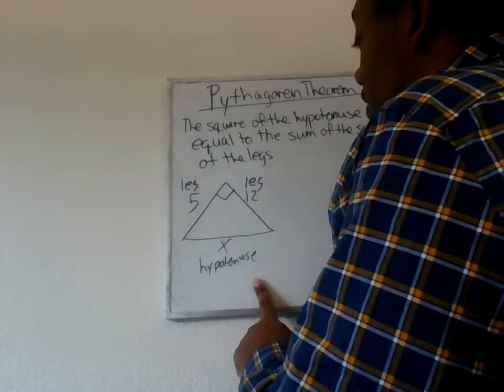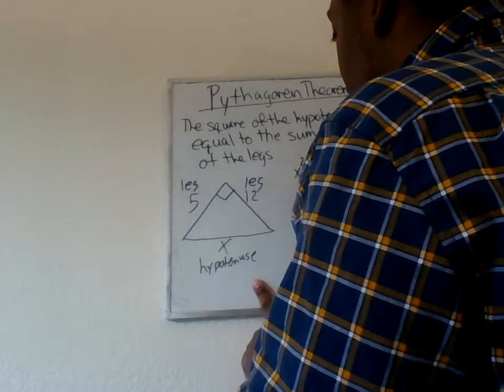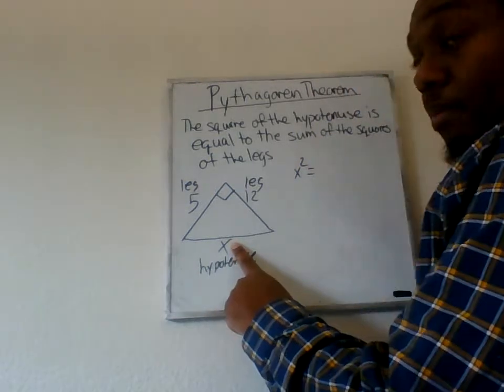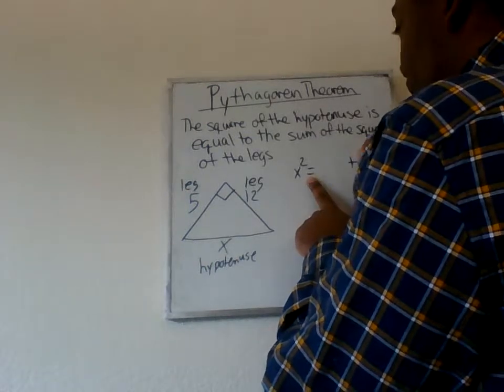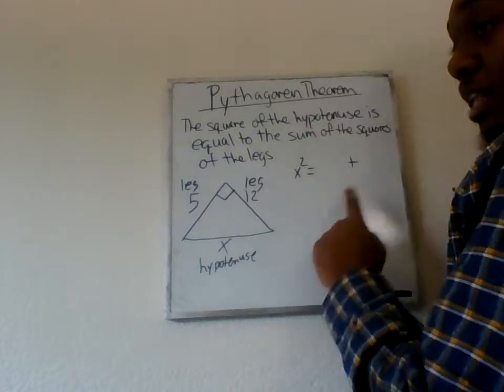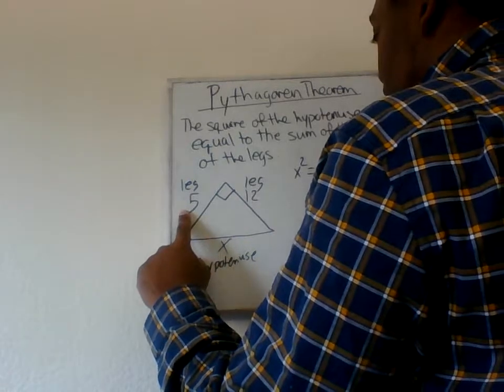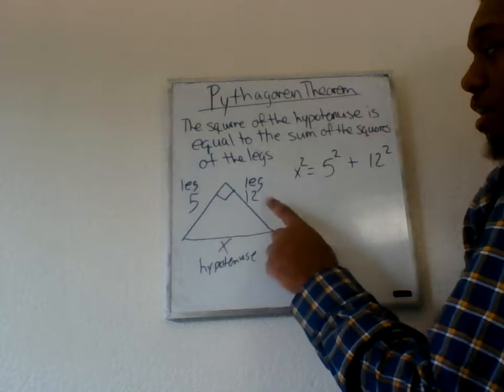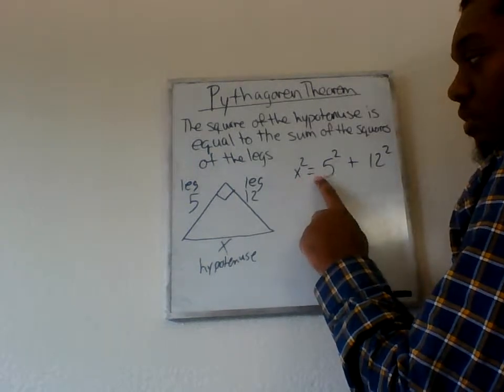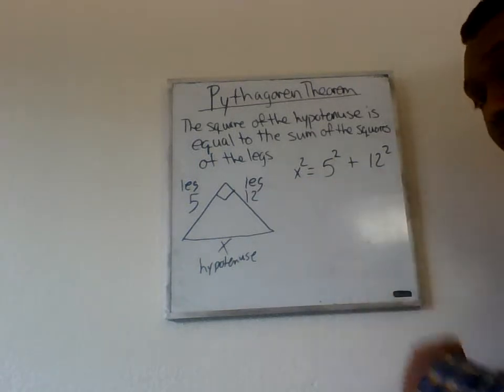So I know that the square of the hypotenuse, or x squared, in this case, is equal to the sum, so I'm going to add, of the square of the legs. Well, my first leg is 5, so 5 squared. My second leg is 12, so 12 squared. So I end up with x squared equals 5 squared plus 12 squared.